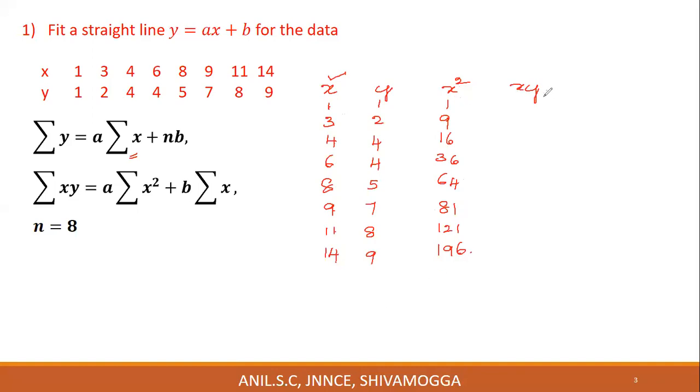Next, x into y. This is x, this is y. 1 into 1, 1. 3 into 2, 6. Continue like this. 4 into 4, 16. 6 into 4, 24. 8 into 5, 40. 9 into 7, 63. 11 into 8, 88. 14 into 9, 126.